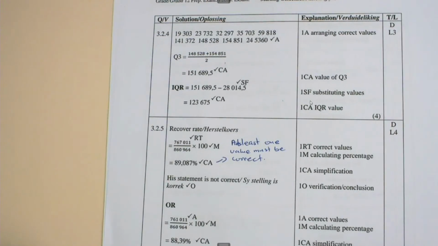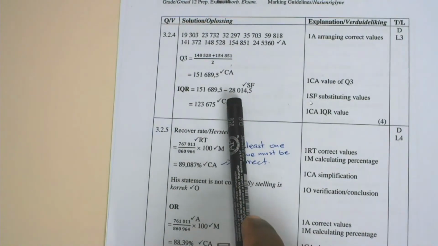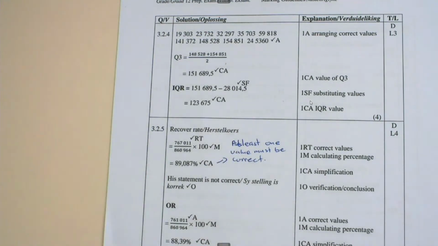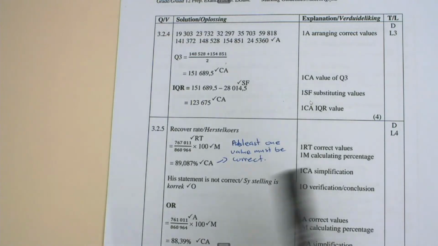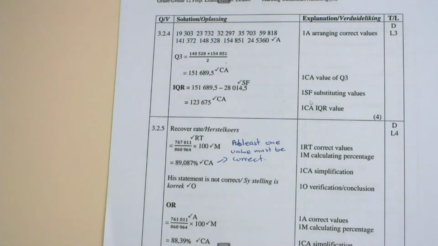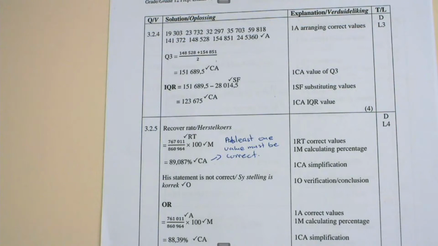3 to 4, the arrangement. First is very important. You arrange, and then from there you calculate Q3. And the answer should be 151,689.5. Then you subtract, remember you're given Q1. You subtract Q1 from Q3, and then the answer should be 123,675.